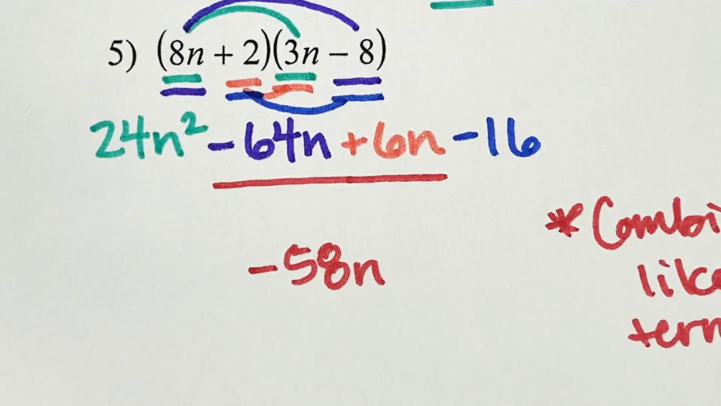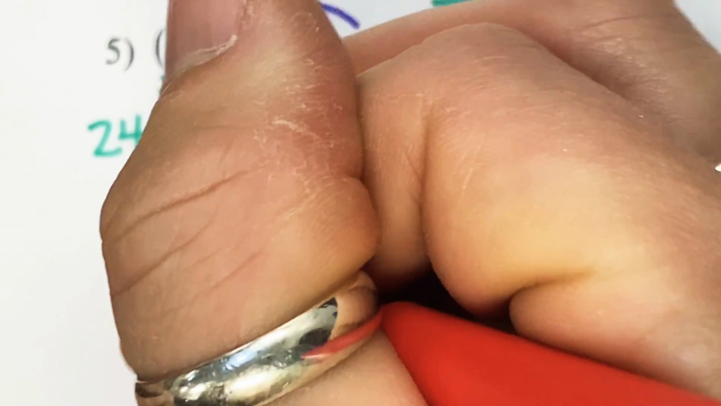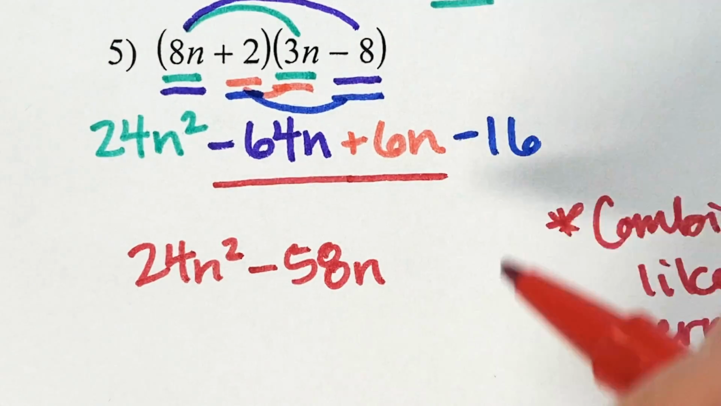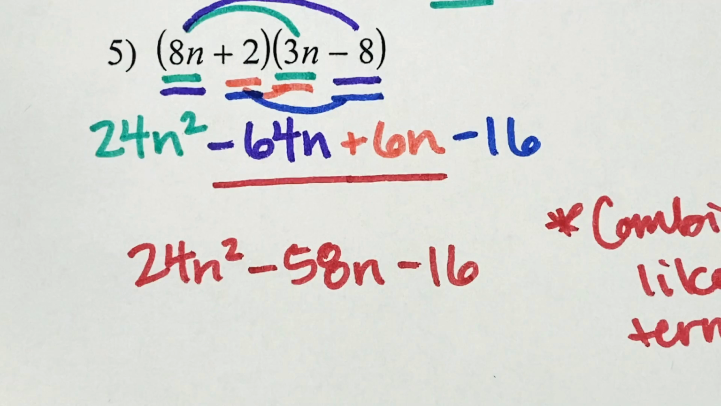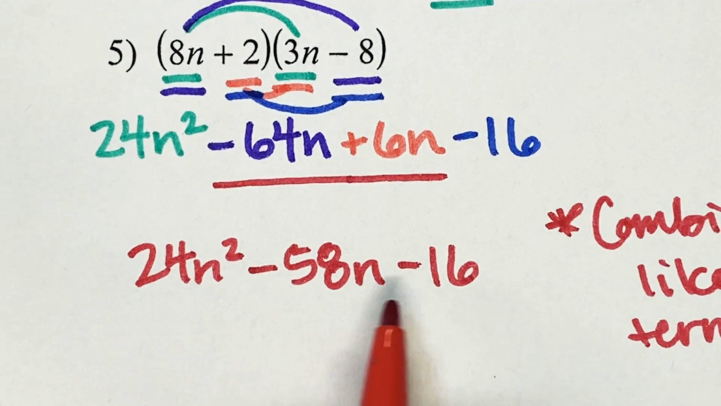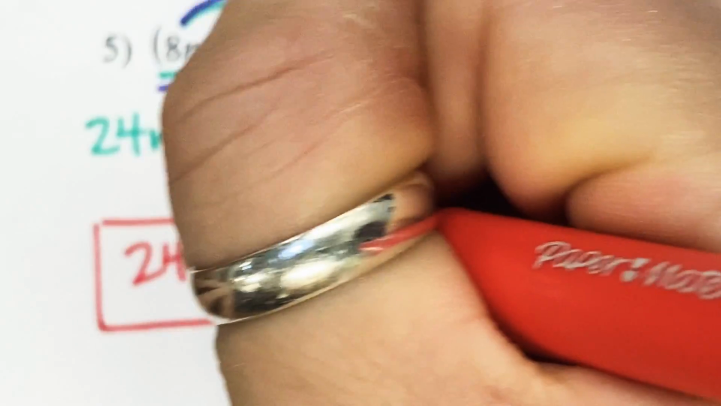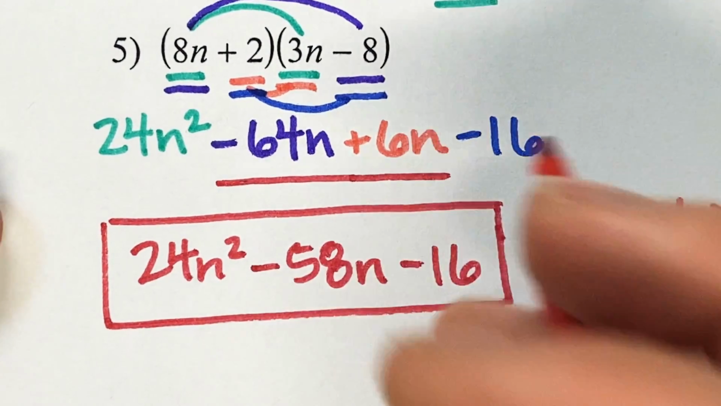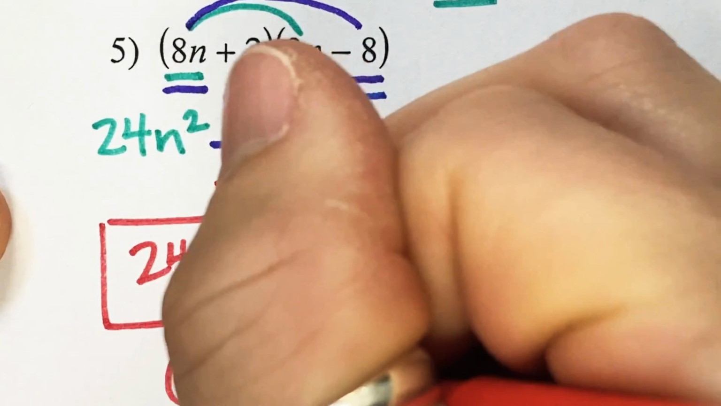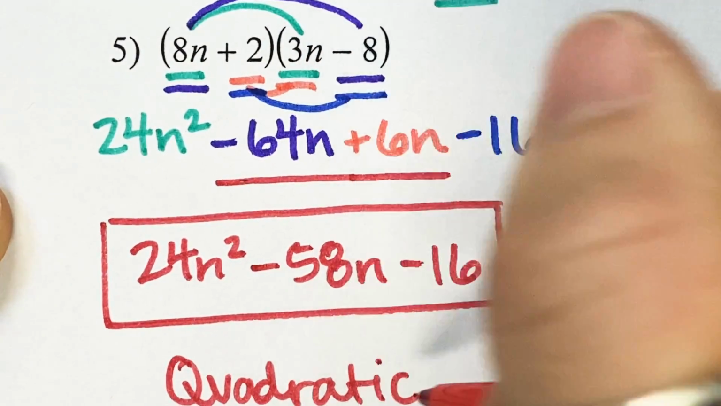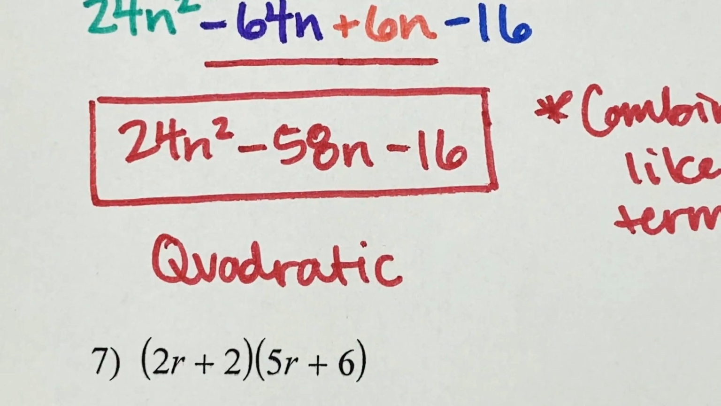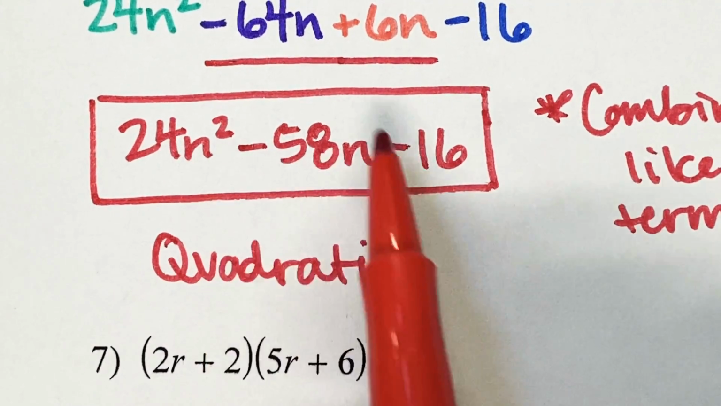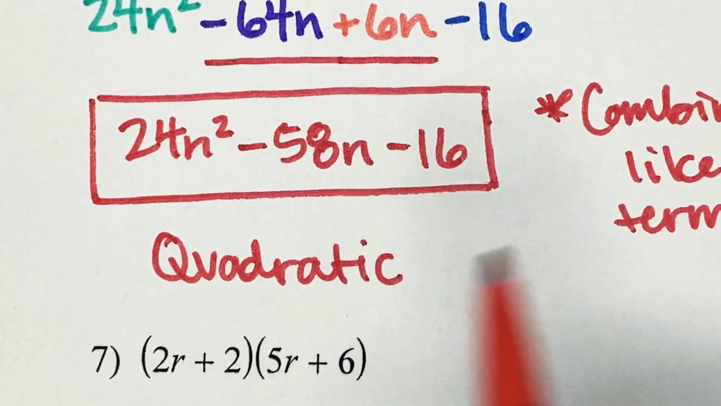Now let's just rewrite what was in front and back. So we have 24n squared in front and negative 16 on the end. So we're completely simplified because I have an n squared, an n, and no n. This expression right here is actually called a quadratic. Whenever you have an n squared that's leading your expression, that is called a quadratic.